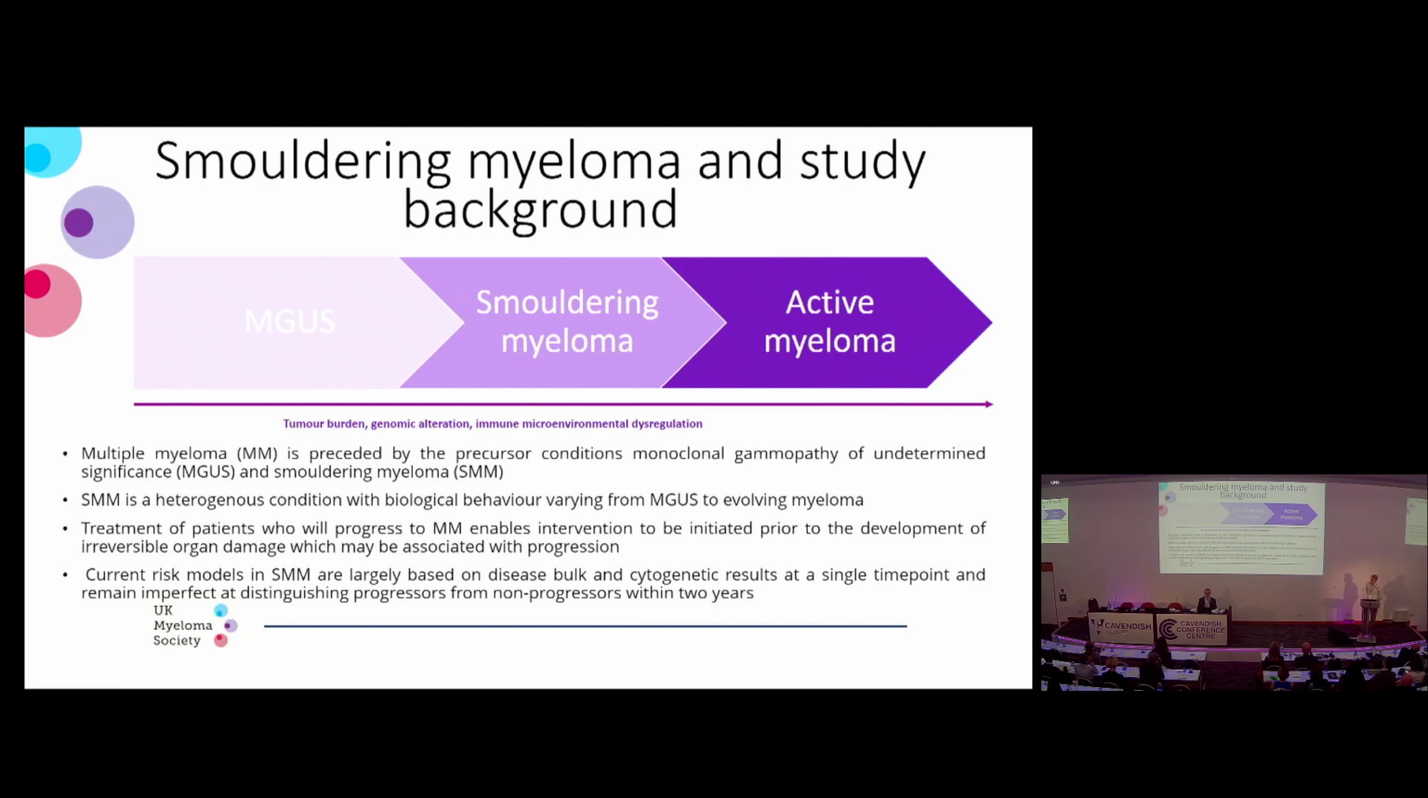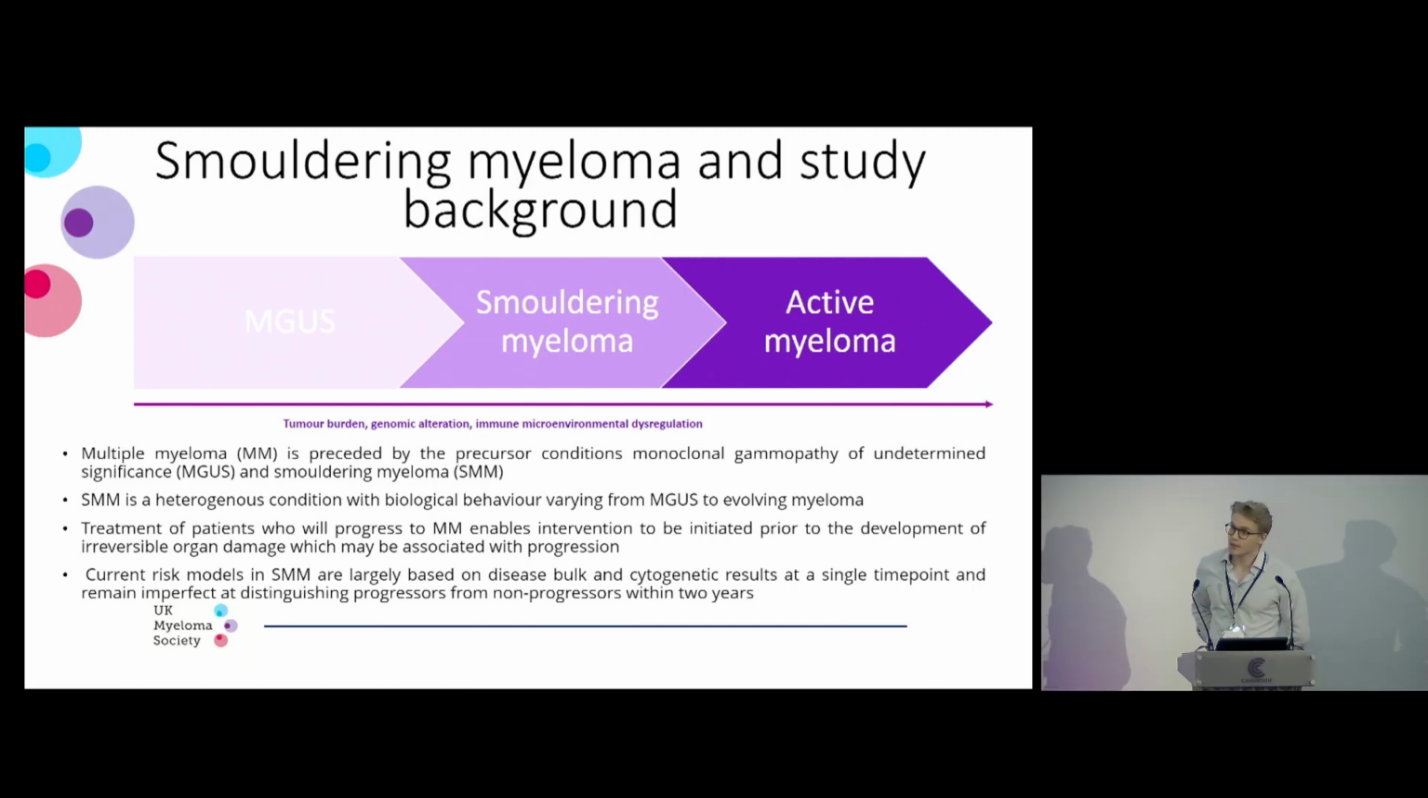So just a bit of background to start with. Myeloma is preceded by the asymptomatic precursors, monoclonal gammopathy of undetermined significance, and smoldering myeloma. Smoldering myeloma is a heterogeneous condition with biological behaviour ranging from essentially MGUS to disease in evolution to myeloma. There's significant interest in the treatment of patients who will progress prior to the development of end organ damage that may be permanent at progression.